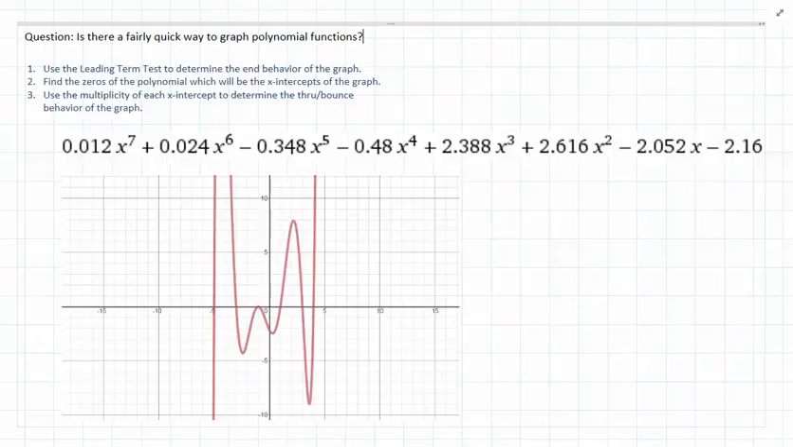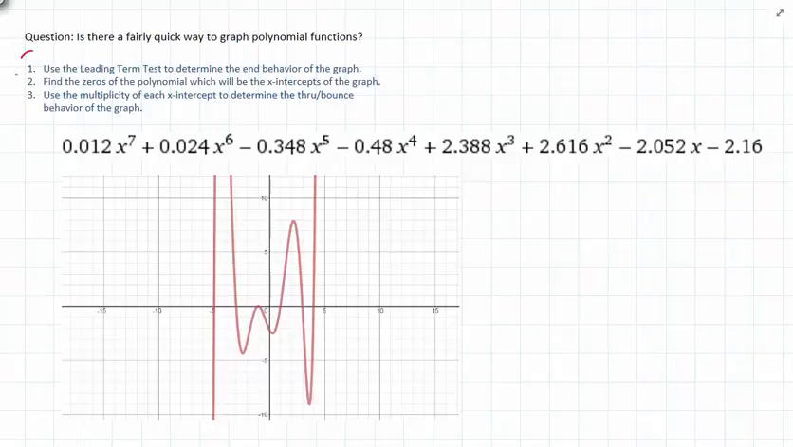Now, we're not going to graph this polynomial in front of you. I just wanted you to see how bad they could get. But we will talk about a couple things. So there are three things that we'll do when we're trying to sketch the graph of a polynomial. And I'm going to illustrate those using this graph. The first thing we're going to do is figure out how the left and the right ends of the graph behave.